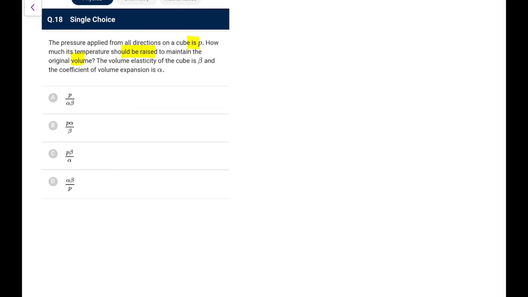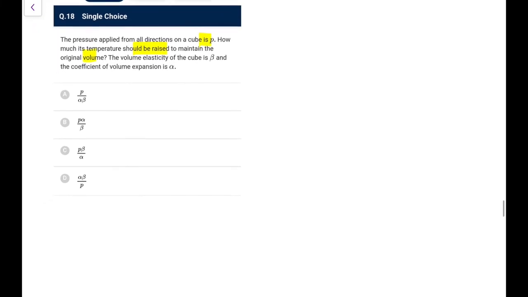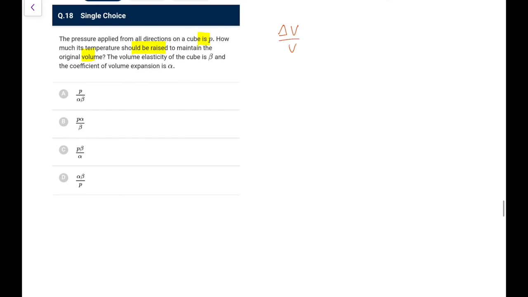Okay, so what we have, because of this bulk stress, the change in volume would be such that we say delta V by V. Bulk modulus is minus delta P upon delta V by V. So the decrement of delta V by V would be approximately P by B here. This is the decrement, so we need to increase by this much, and that should be equal to what we write as gamma delta T.